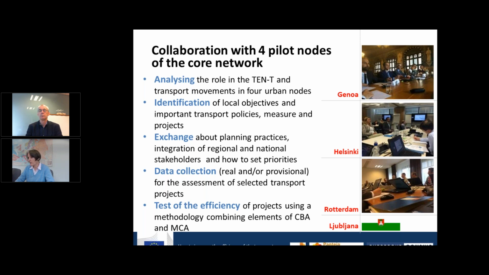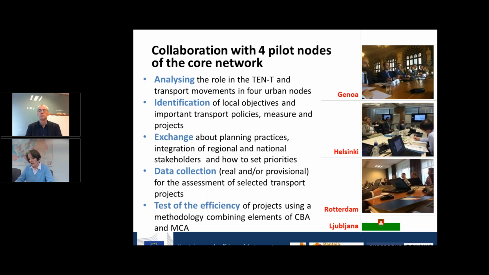What we did is we selected 4 pilot nodes of the core network, which were Geneva, Helsinki, Rotterdam, and Ljubljana, and we carried out workshops in those cities, with different stakeholders coming from port authorities, from operators of the airport, but also from the local and the regional authorities. So a very interesting mixture of stakeholders which had a dialogue about their role in the TEN-T, and how to improve their nodal function.